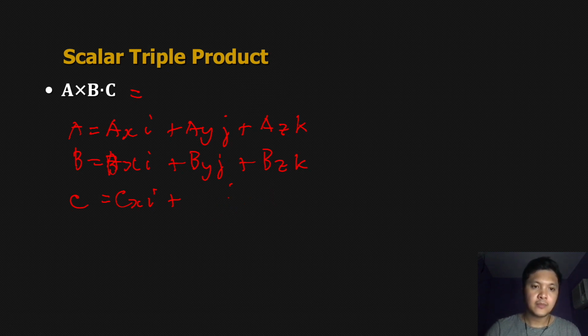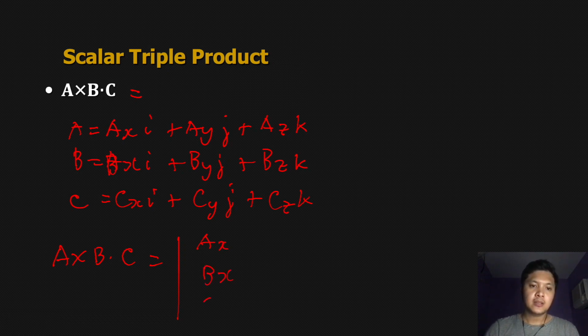So A cross B dot C is the determinant with rows AX, BX, CX, and then AY, BY, CY, and then AZ, BZ, and CZ.